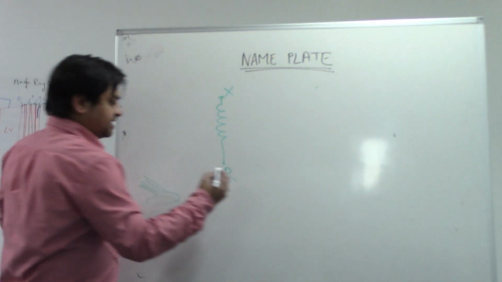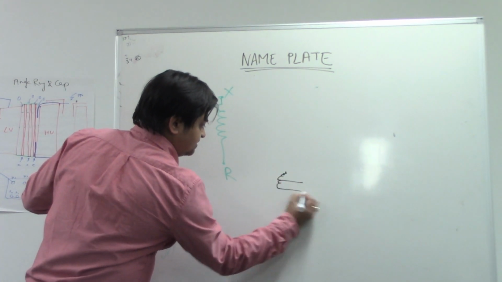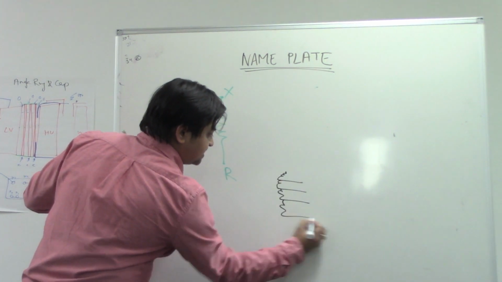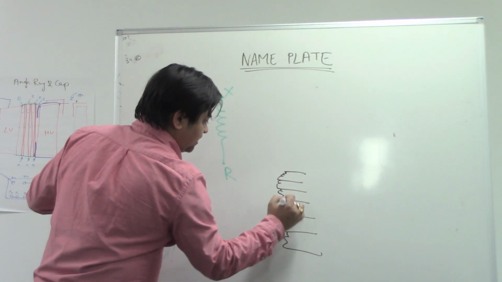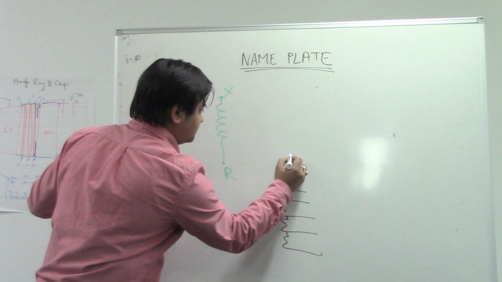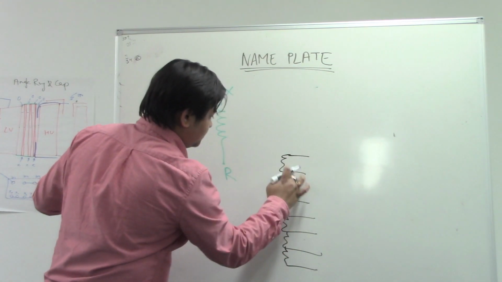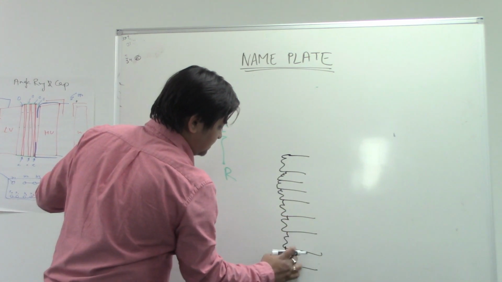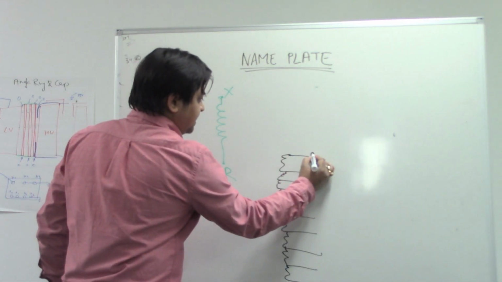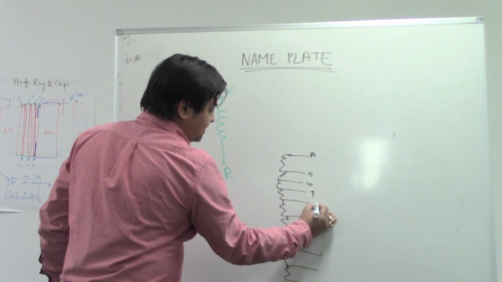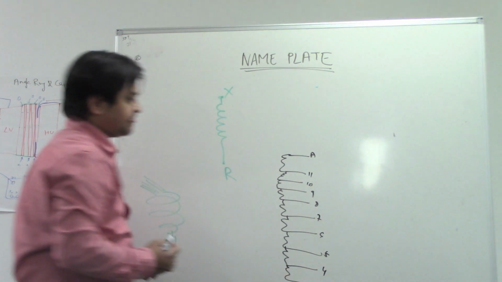Let's say the circuit is, I'm just simplifying the circuit, okay? 1, 2, 3, 4, 5, 6, 7, 8. 1, 2, 3, 4, 5, 6, 7, 8, and 9. Okay? Let's say this is A, 11, 10, 9, 8, 7, 6, 5, 4, and B.